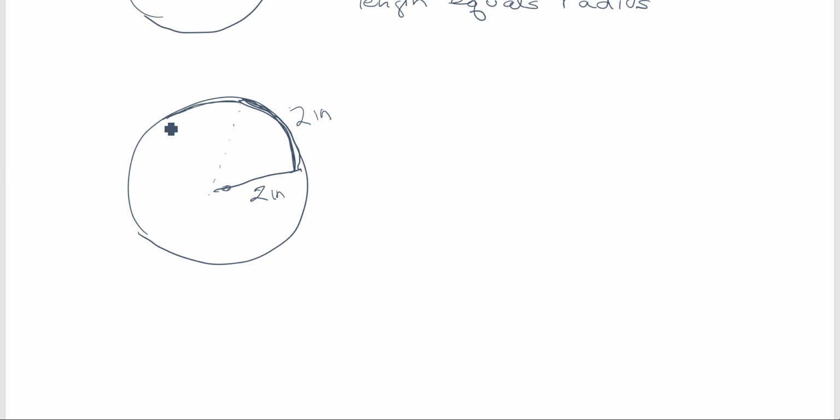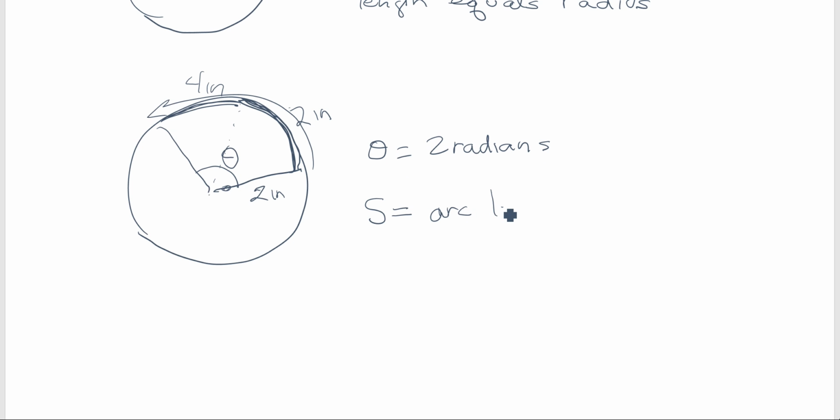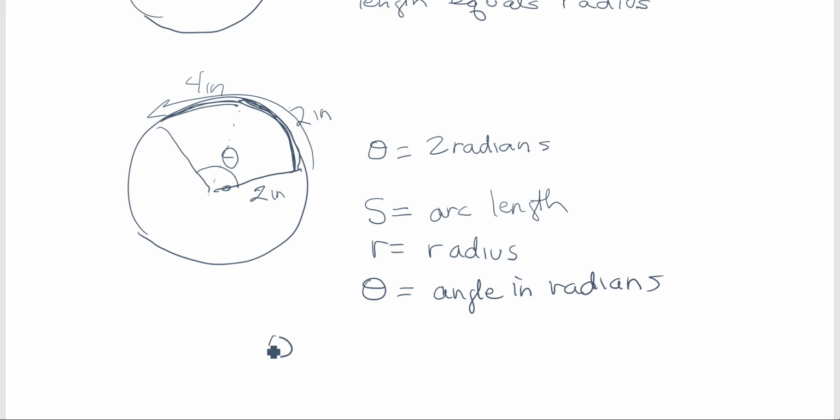If I add another 2 inches, so that I have an arc whose length is 4 inches, my angle here would be 2 radians. And what happens is if I define S to be the arc length and R to be the radius and theta to be the angle measured in radians, we get that theta is equal to S over R.